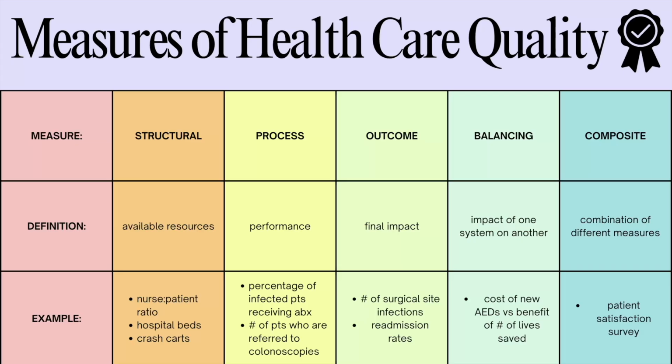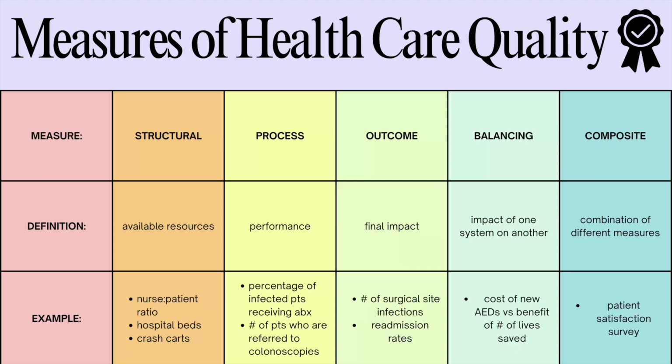Balancing measures have to do with the impact of one system on another. So imagine that there is a clinic and they decide to put AEDs on the walls. You could compare the fiscal cost of these new AEDs with the benefit of how many lives that they're actually going to save. And the last measure is a composite measure. This is exactly what it sounds like, a combination of different measures.